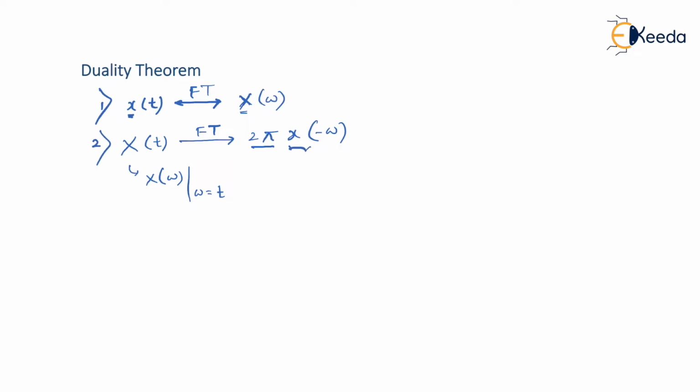Now, how has this x of minus omega come? See carefully that this is a small x. It means it is a function which is related with time. So here, x of omega means it is actually x of t, where t is simply replaced with minus omega. So this is how this duality theorem works. Now we'll try to apply this duality theorem on the given problems. So let us start with the first problem.